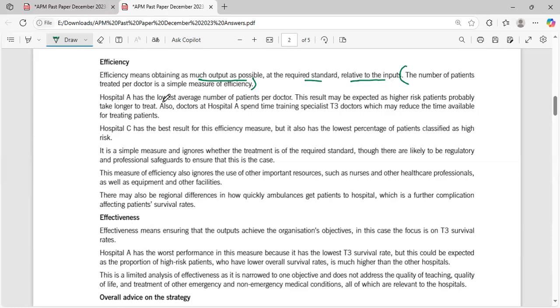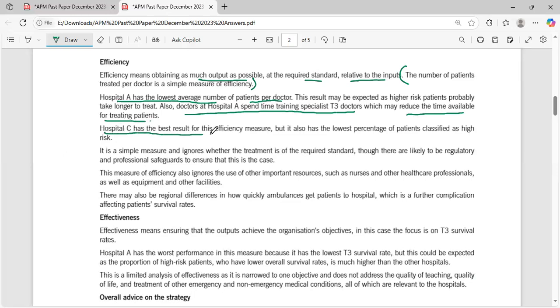Hospital A has the lowest average number of patients per doctor and the salary is highest. This result may be expected as higher risk patients probably take longer to treat. Doctors at hospital A spend time treating specialist or T3 patients, which may reduce the time available for treating other patients.